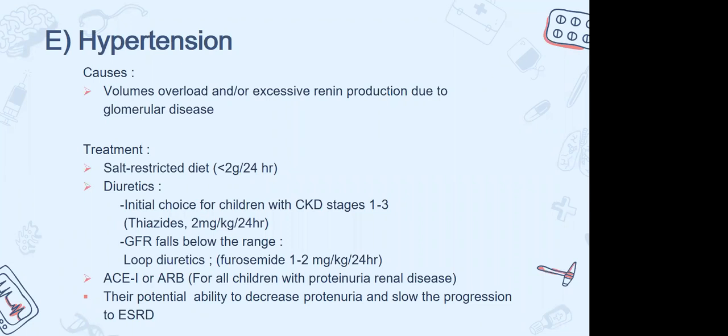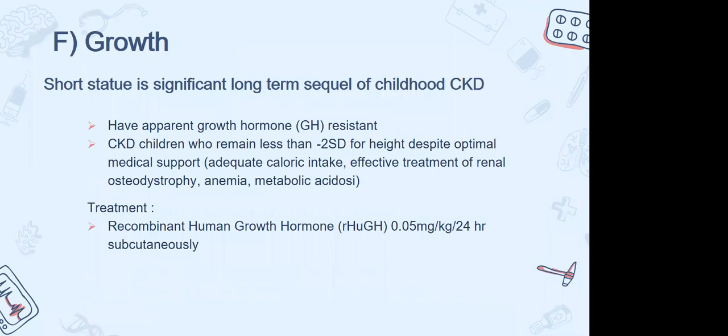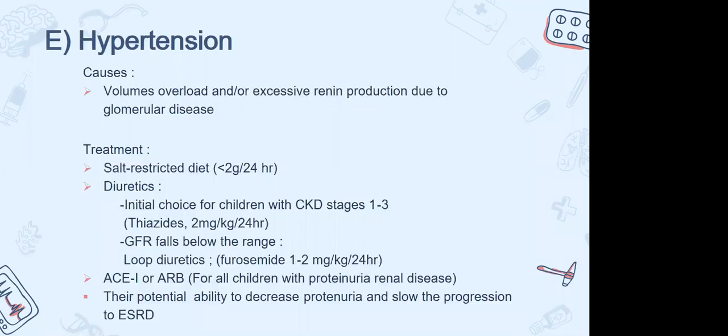So ACE inhibitors or ARBs, such as enalapril and also losartan, are the drugs of choice of antihypertensive medication in children who have proteinuric renal disease because of their potential ability to decrease the proteinuria and slow the progression to ESRD. So we need to take extreme care when using all of these agents, especially in children with advanced CKD. They need to always monitor the renal function and also the electrolyte imbalance.